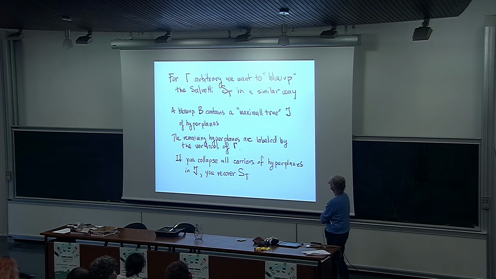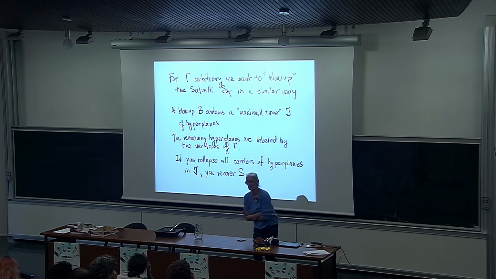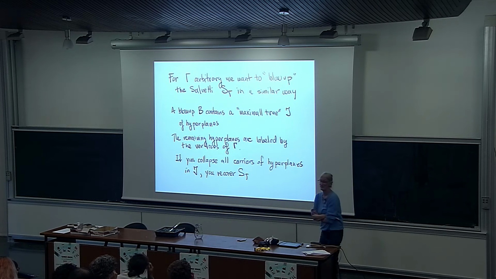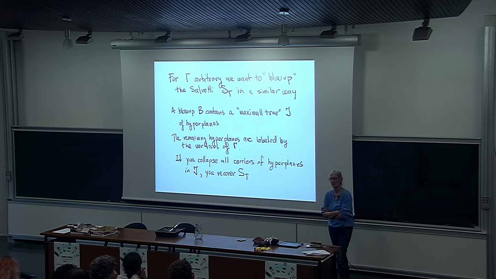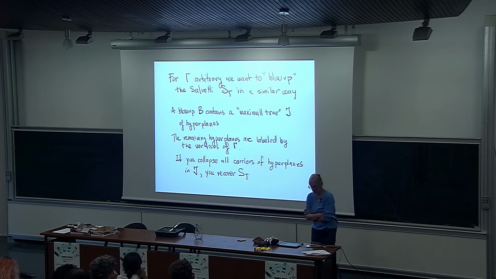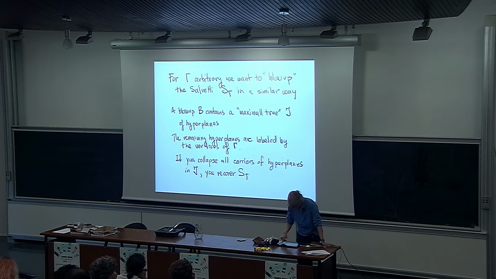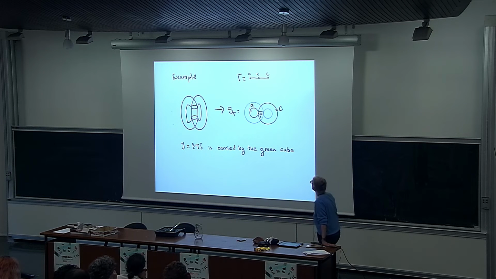So any blow-up is going to contain a, quote, maximal tree T. Instead of a bunch of edges, it's going to be a bunch of hyperplane carriers, and all of the rest of the hyperplanes are going to be labeled by the vertices of gamma. If I collapse all of the carriers of the hyperplanes, that's like collapsing the maximal tree, and I'm going to recover my Salvetti complex. So let me just do a simple example. That's my graph A, B, and C. I claim that the guy on the left is a blow-up.